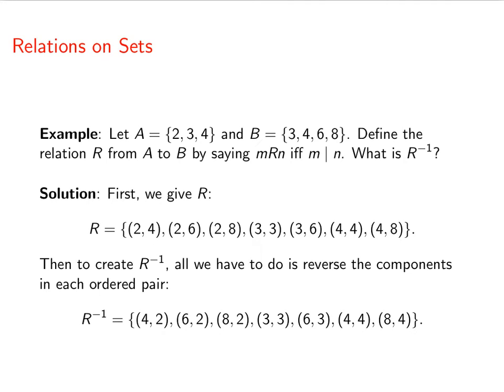All right, so first we'll write down R. So what we're doing is we're writing down all the ordered pairs where the first coordinate divides the second coordinate. Then if we want to create R inverse, all we have to do is just swap the components in each ordered pair. That's it. That's what creates R inverse. If you're going to make an arrow diagram, you're just switching the directions of all the arrows because you're swapping the domain and the codomain.